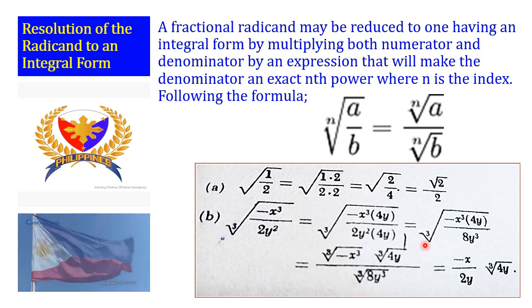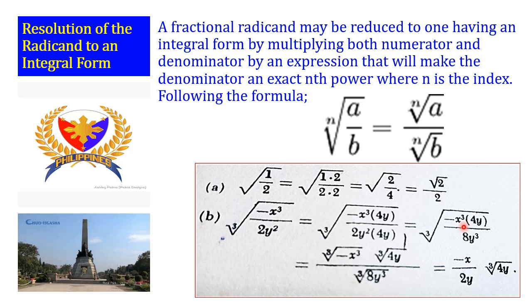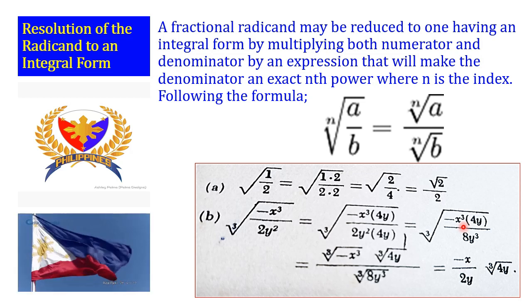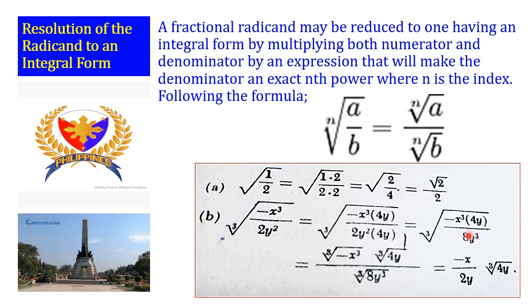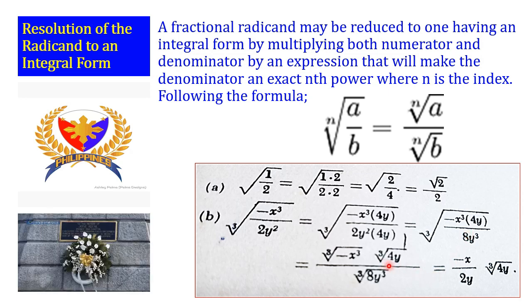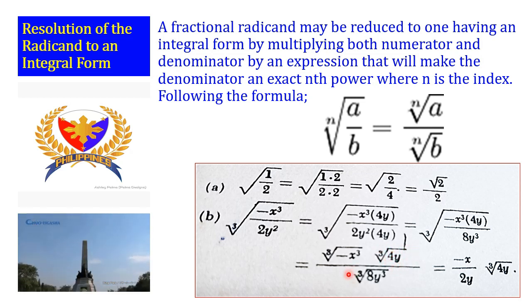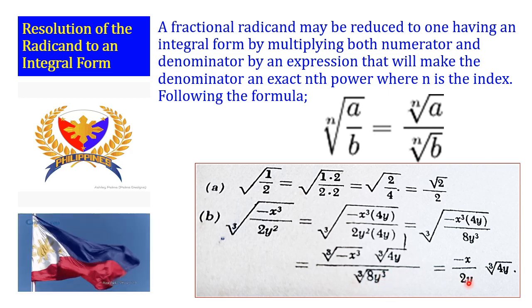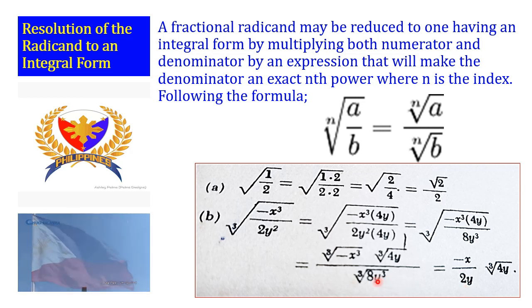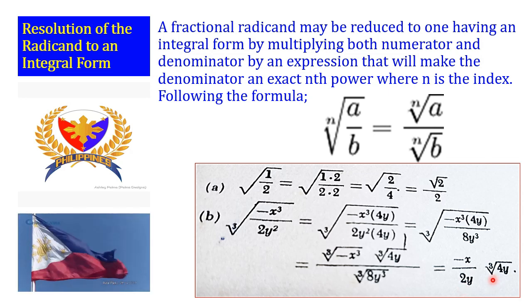Kung saan yung negative x cubed ay perfect cube root, kung kaya't ang makukuha natin dyan ay negative x. Subalit ang 4y ay hindi perfect cube root kahit isusulat lamang natin siyang cube root of 4y. At ang denominator ay perfect cube root, therefore, we can write that as 2y. The final answer is negative x over 2y multiplied by the cube root of 4y.